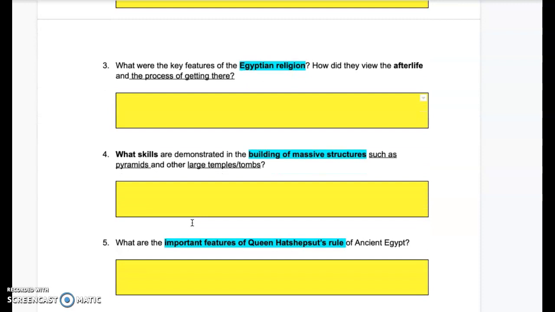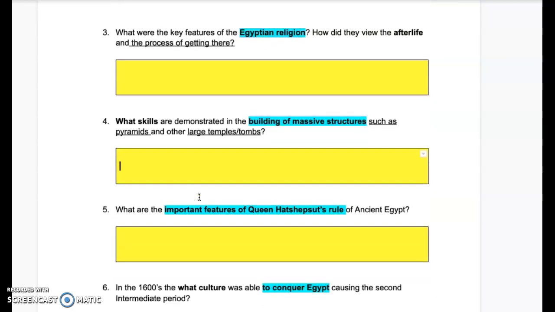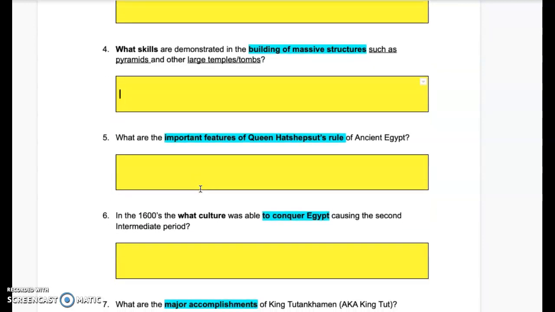Number 4. What skills are demonstrated in the building of massive structures such as pyramids and other large temples or tombs? And type your answer in the yellow text box. Number 5. What are the important features of Queen Hatshepsut's rule of ancient Egypt? And type your answer in the yellow text box.